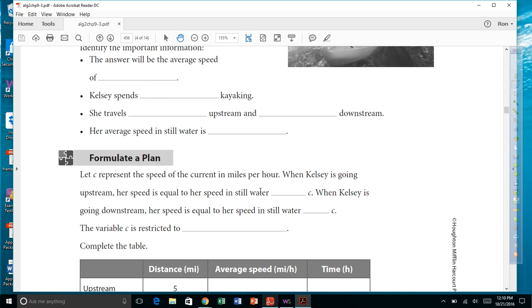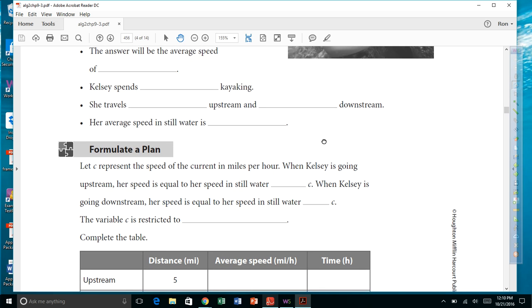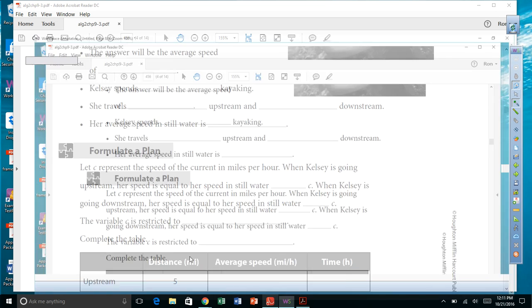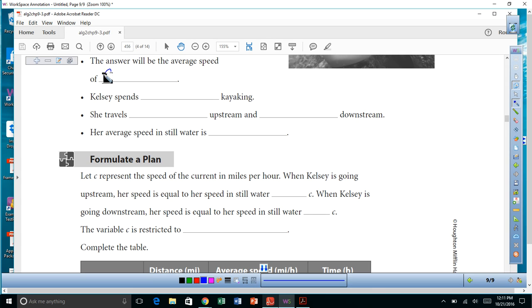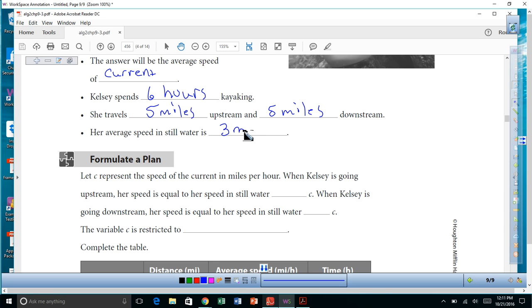Identify the important information. The answer will be the average speed of the current. Kelsey spends 6 hours kayaking. She travels 5 miles upstream and 5 miles downstream. Her average speed in still water is 3 miles per hour. Now we're going to formulate a plan. Let C represent the speed of the current in miles per hour.